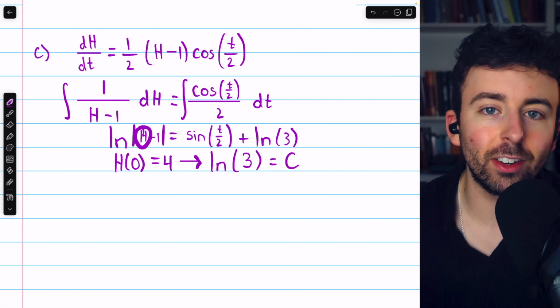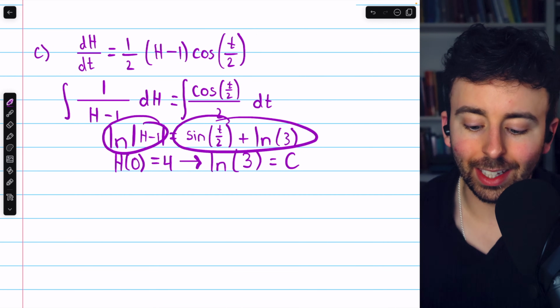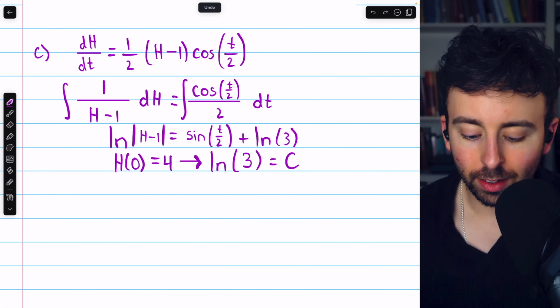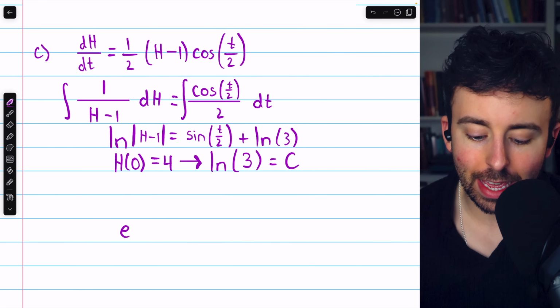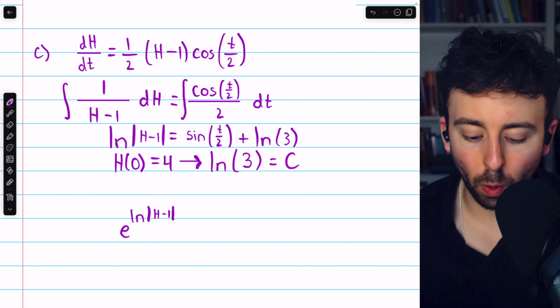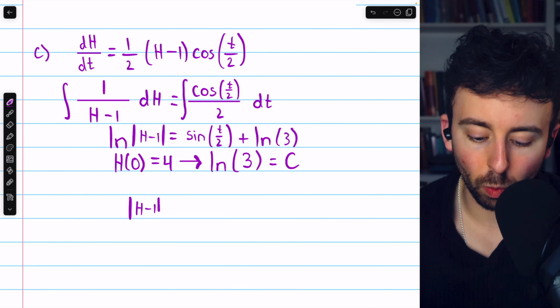What is that function h satisfying this differential equation? So we're going to exponentiate the left and the right sides in order to get rid of that natural log. So on the left, we're going to have e to the natural log of h minus 1. And of course, the whole point is that the e and the natural log cancel out. So why don't we just go ahead and write the absolute value of h minus 1.